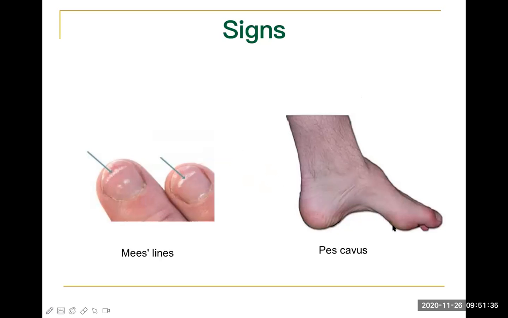Now, this is called pes cavus. Look at the sole of the foot. It is arching up. So this is called pes cavus. And sometimes in Charcot-Marie-Tooth disease or hereditary neuropathy, flat foot is also seen. Not always pes cavus. Sometimes pes planus, we say, or flat foot also can be seen.